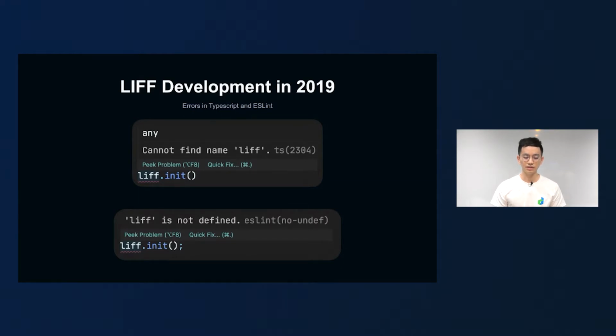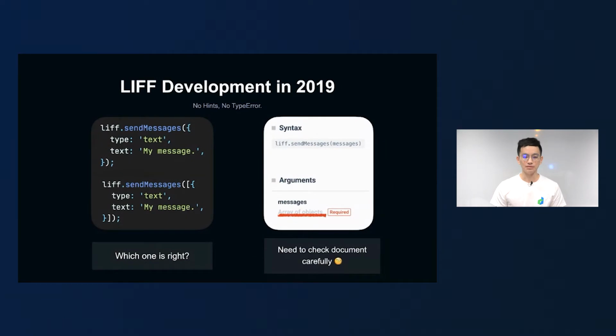Also, LIFF was not provided as an NPM package, so there was no type definition. So if you have a type error inside your parameter, for example, if you use sendMessages, and if you look at the document, it accepts an array of objects. But if you pass a single object, it will be an error at runtime. If you just look at your code, you find nothing wrong until runtime, and you cannot catch this kind of error. This causes lots of inconvenience, right?